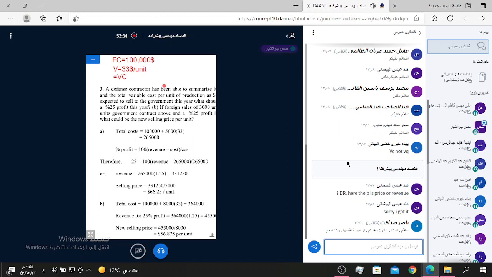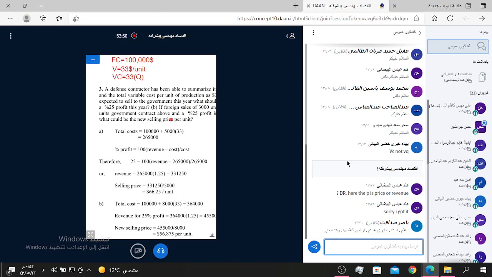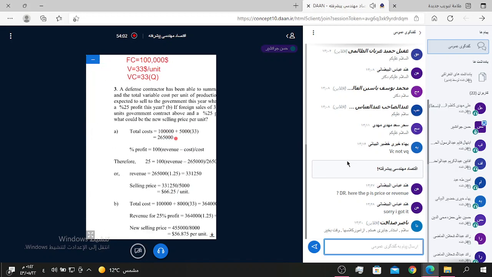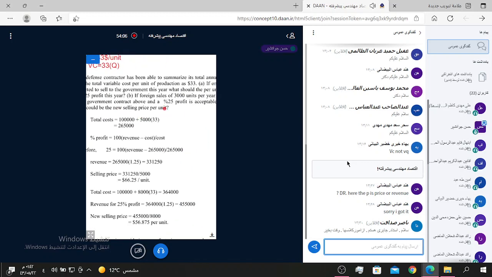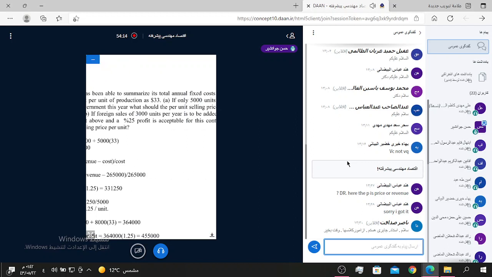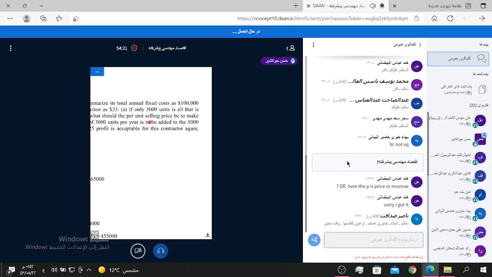Variable cost is B times quantity. A, if only 5,000 units are expected to sell to the government this year, what should the per unit sales price be to make a 20% profit this year?